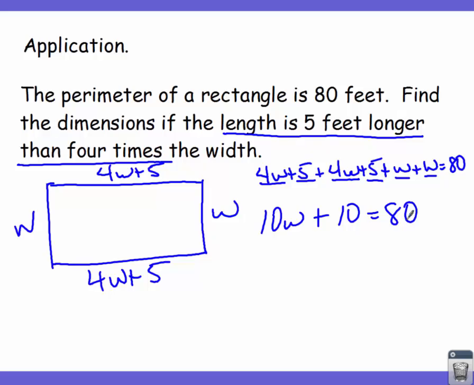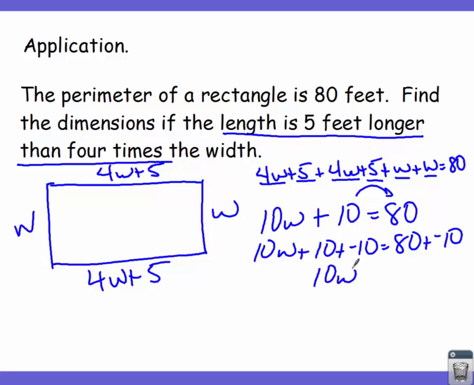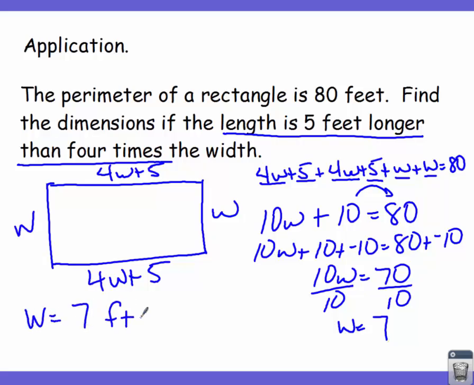And now you'll notice this is just a two-step equation. Move the 10 to be with the 80, so 10w plus 10 plus -10 equals 80 plus -10, so 10w equals 70. Divide both sides by 10, w is equal to 7. Now the question said, what are the dimensions? So I know the width is equal to 7 feet.